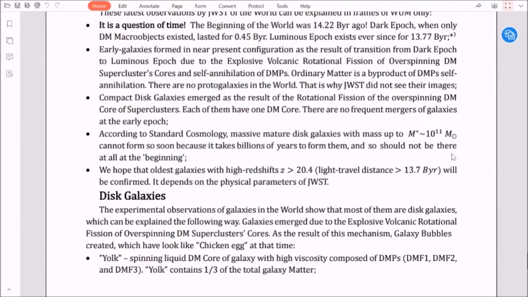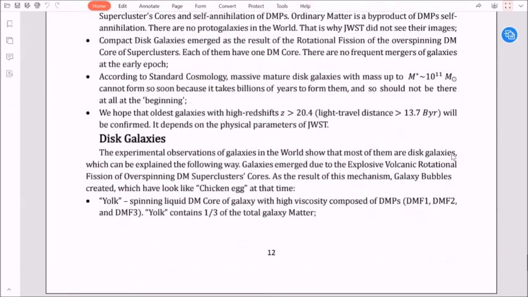Disk galaxies. The experimental observations of galaxies in the world show that most of them are disk galaxies, which can be explained the following way. Galaxies emerged due to the explosive volcanic rotational fission of overspinning dark matter supercluster cores. As the result of this mechanism, galaxy bubbles were created which looked like a chicken egg at that time. The yolk, the spinning liquid dark matter core of galaxies with high viscosity, is composed of dark matter particles DMF1, DMF2, and DMF3. The yolk contains 1/3 of the total galaxy matter.